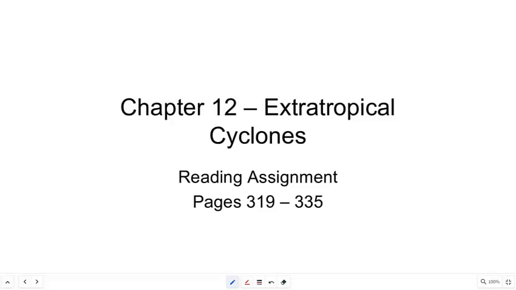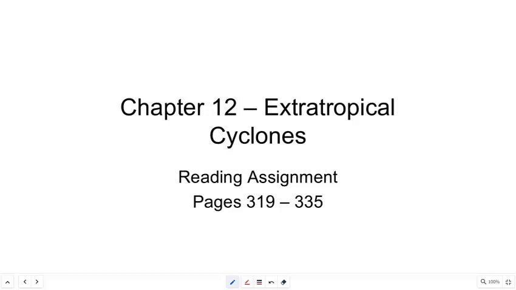In chapter number 12, we're going to spend a lot of time talking about extratropical cyclones. Another name for these is mid-latitude cyclones, or simply low-pressure systems. In Ahrens' Meteorology Today book, the 11th edition, the reading assignment is pages 319 to 335.